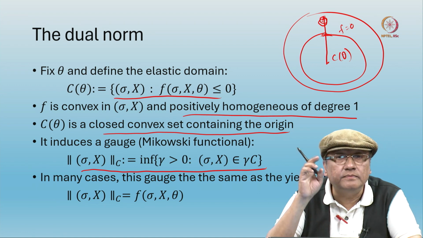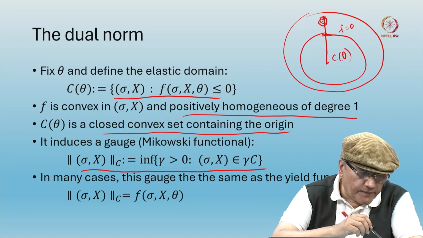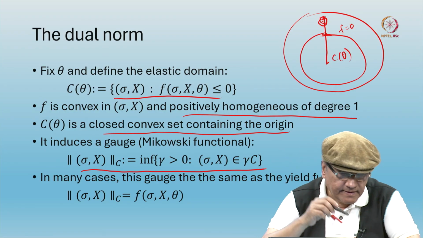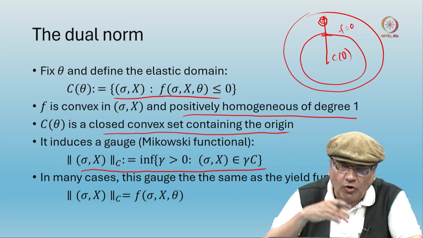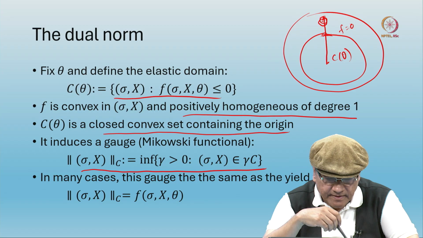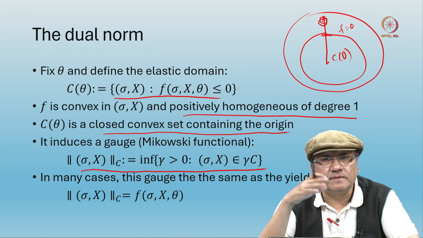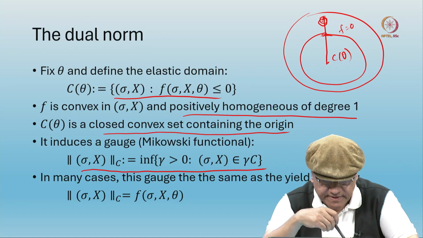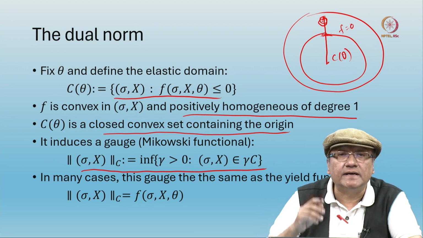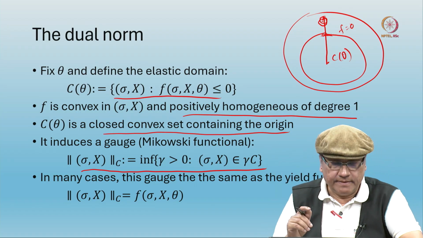So, the norm, or you can call it the Minkowski gauge of sigma and x corresponding to the set C theta, is the infimum of all such scalars gamma greater than 0 such that sigma and x, as elements of this thermodynamic force, must belong to gamma times C, all right. So, this is a very important thing.